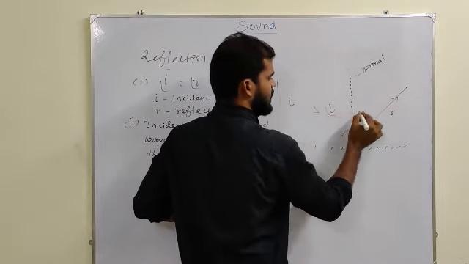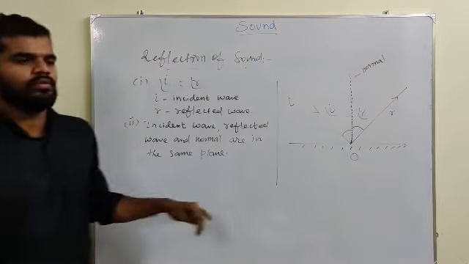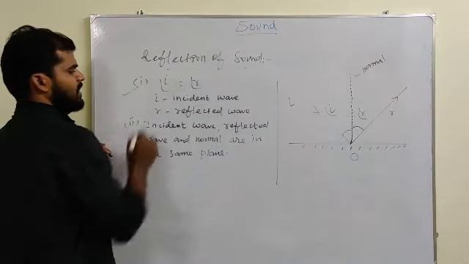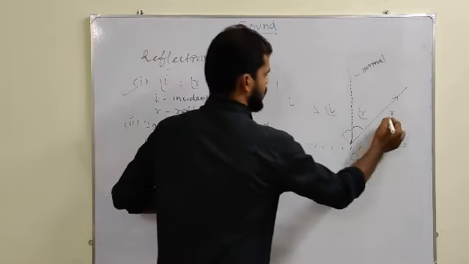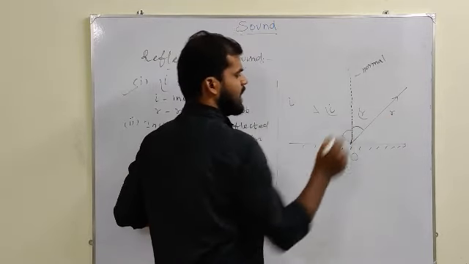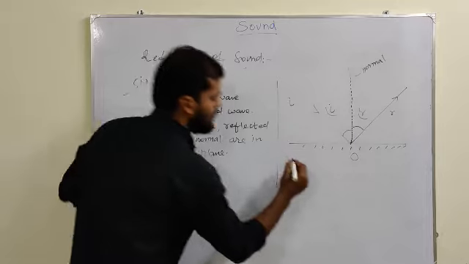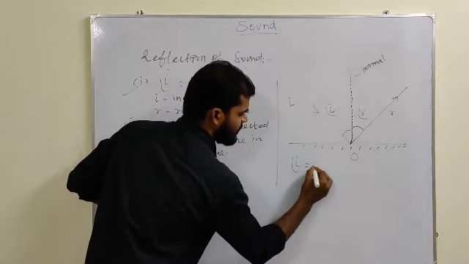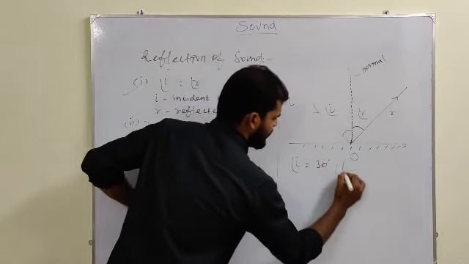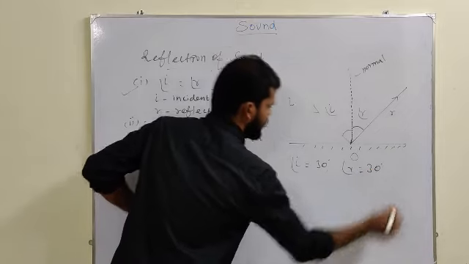So this is I and this is R. So it's very easy to find out the first law, that is I is equal to R. So the angle of incidence is equal to the angle of reflection. For example, when the angle of incidence is equal to 30 degrees, the angle of reflection also should be 30 degrees.